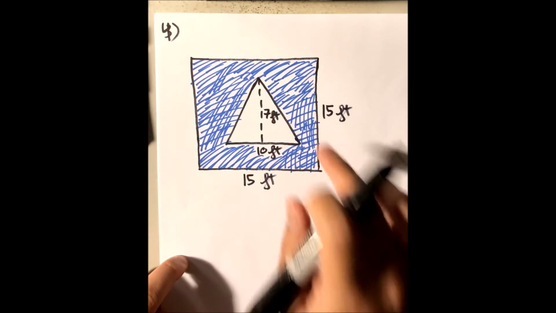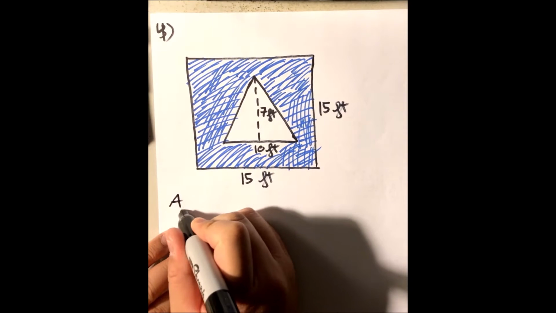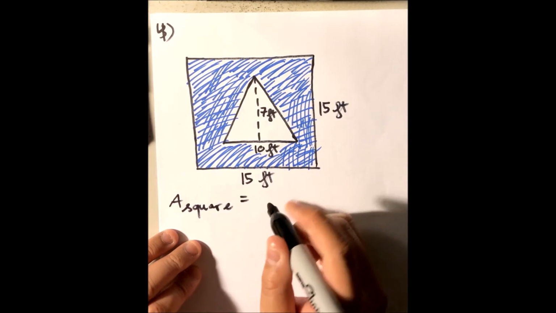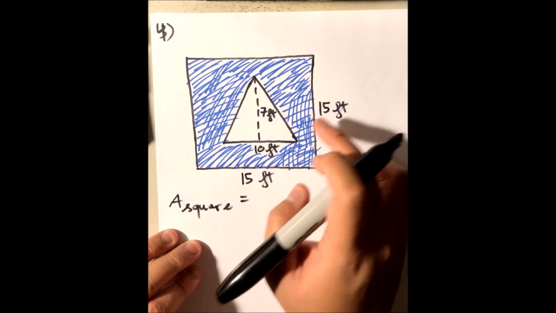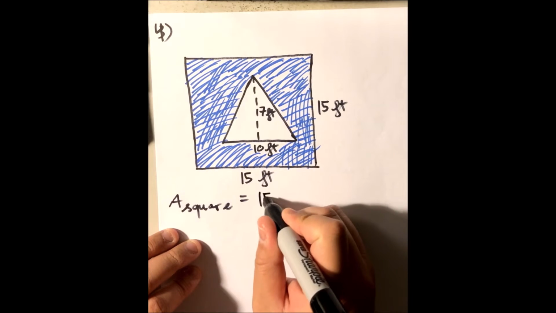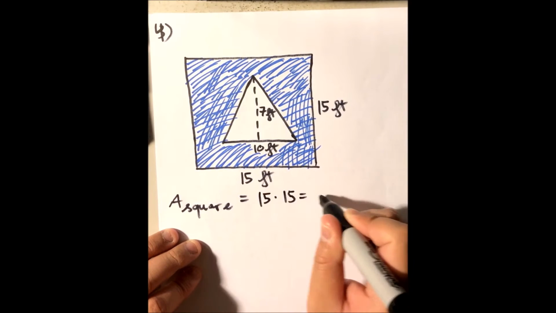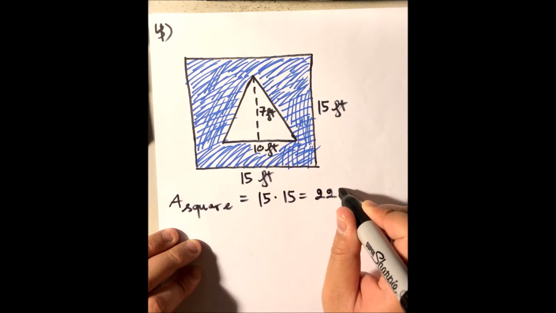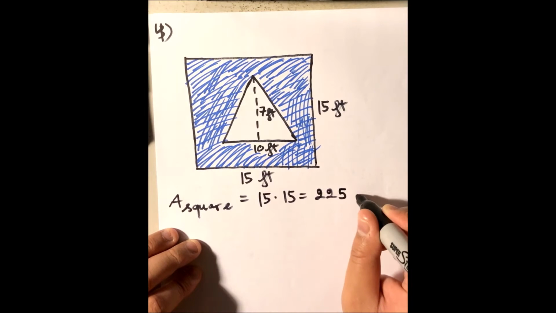So we have the square here. So we know that the area of the square is going to be equal to length times width. Well, the length is 15, the width is 15, so we have 15 times 15, which is equal to 225 feet squared.